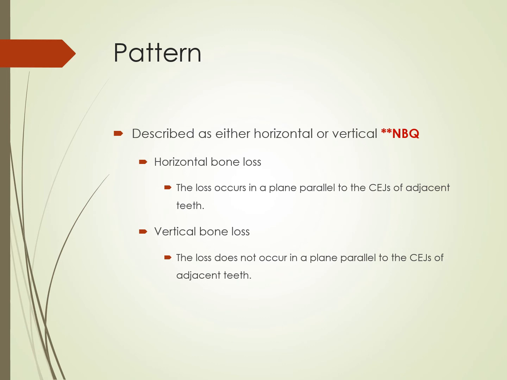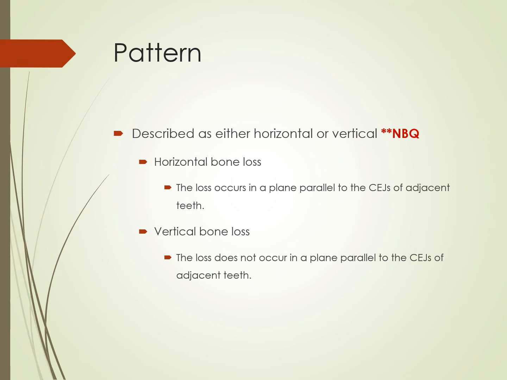I distinctly remember seeing this on my boards and having to decide whether it was vertical or horizontal. It would tell me, look between these two teeth. Is that vertical or horizontal? And I'd have to choose one. Okay. Horizontal bone loss occurs on a plane parallel to the CEJ, and vertical bone loss does not occur on a plane parallel to the CEJ.